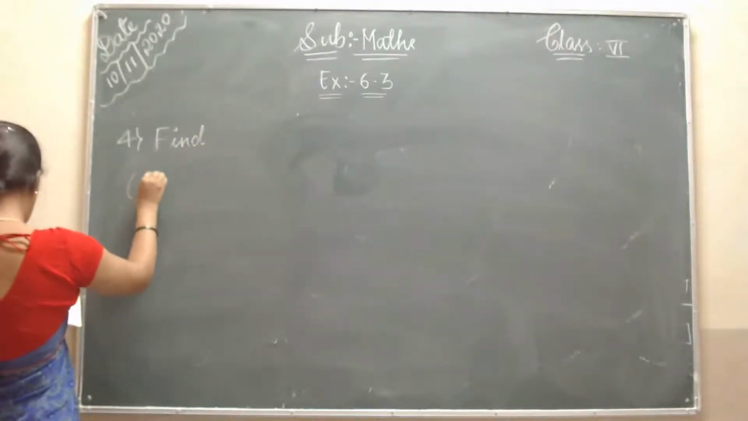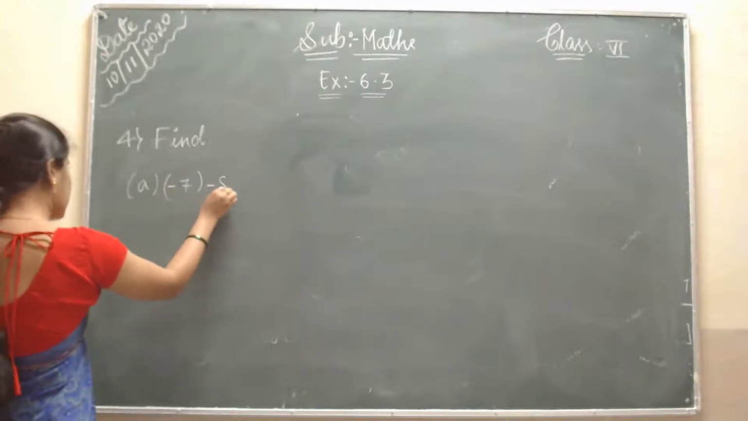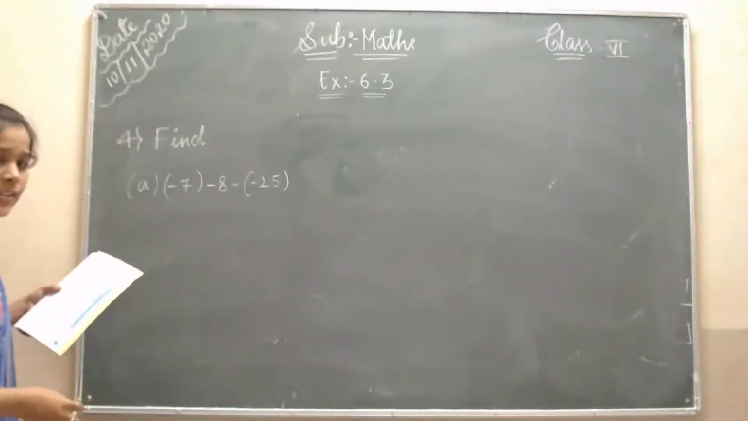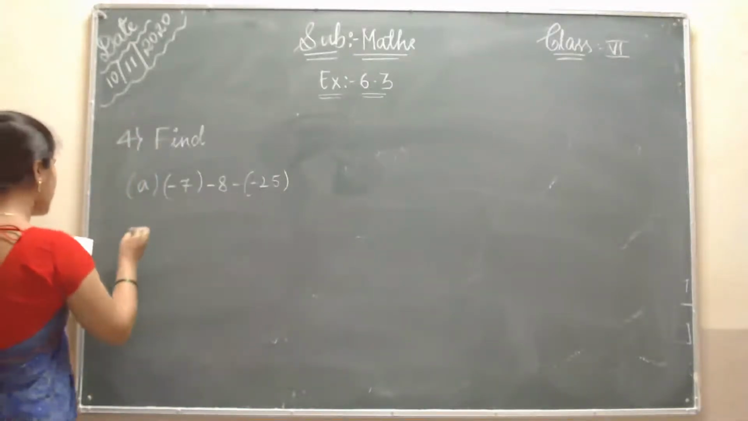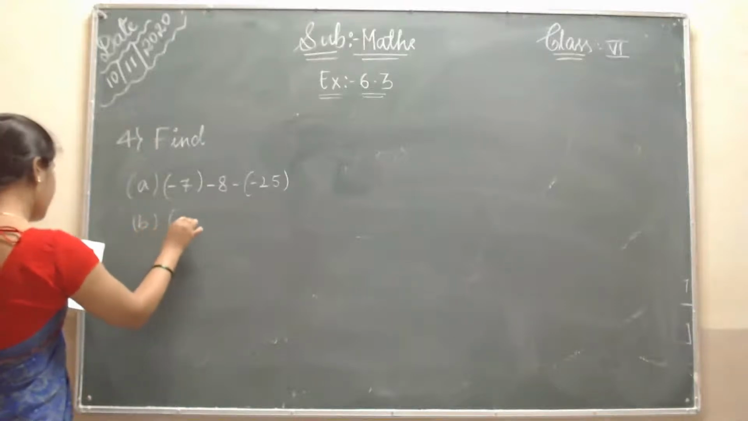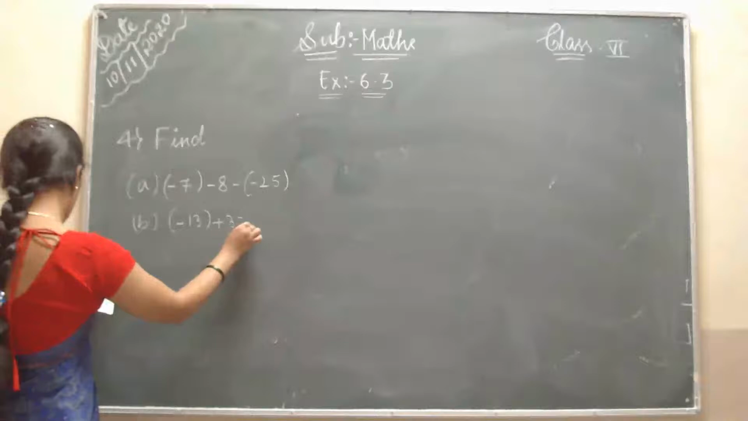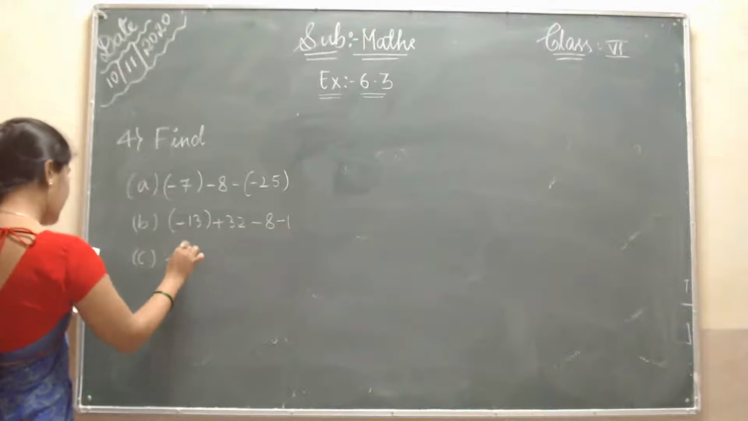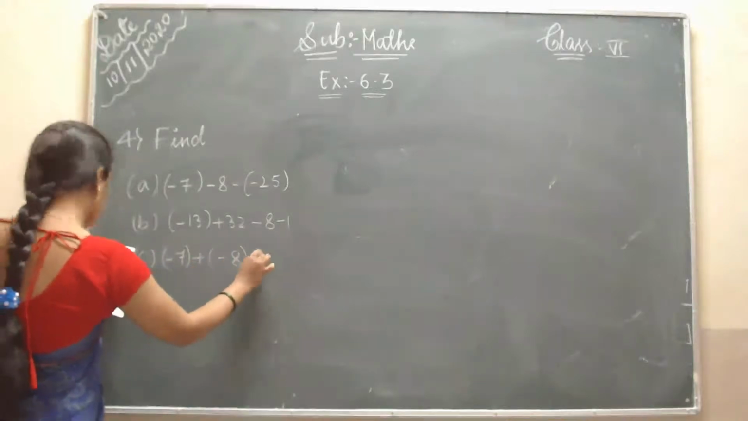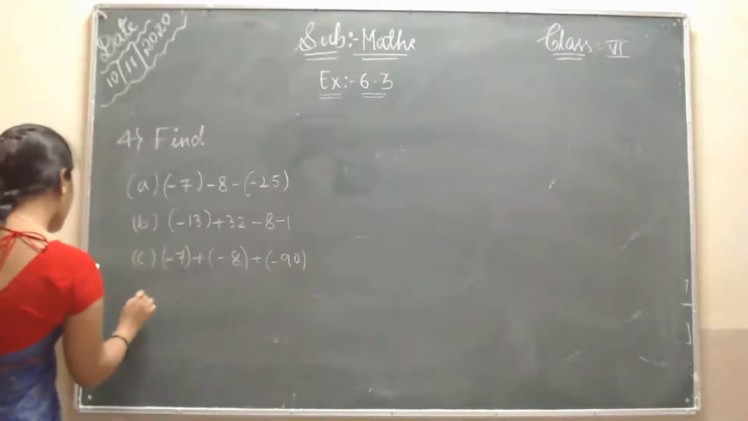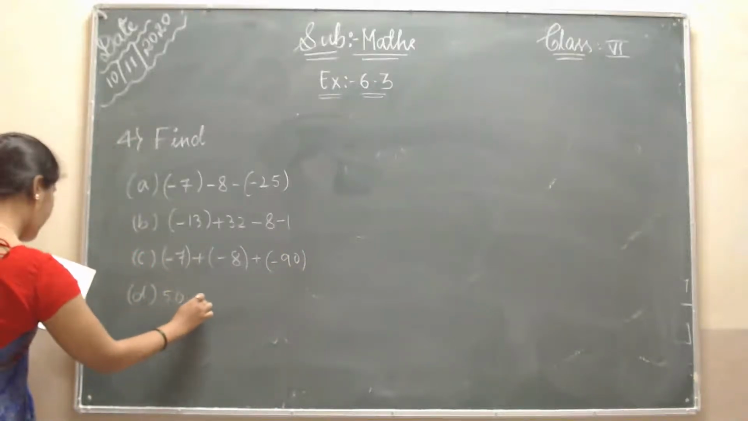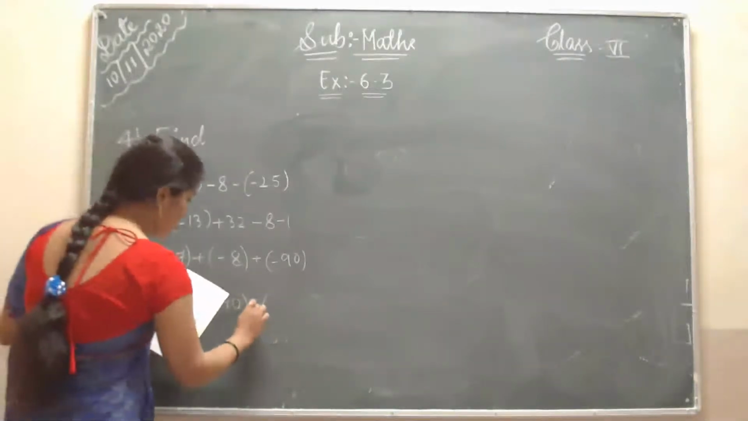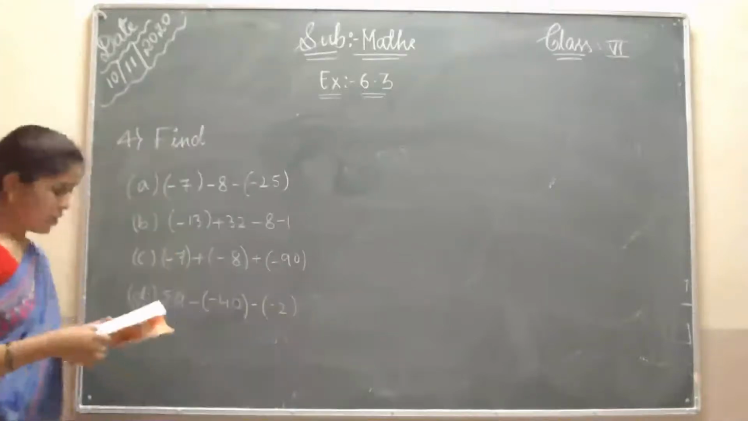Find A: minus 7 minus 8 minus 25. In this, they have given three integers, minus 7, minus 8 and minus 25. B: minus 30 plus 32 minus 8 minus 1. C: minus 7 plus of minus 8 plus of minus 9. D: 50 minus of minus 40 minus of minus 2.